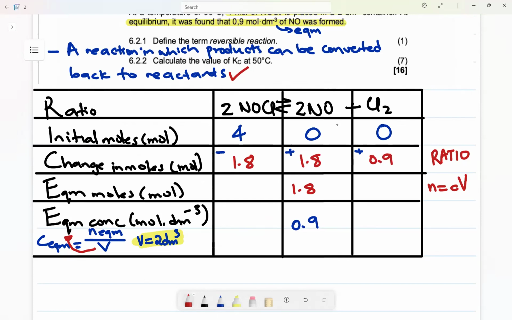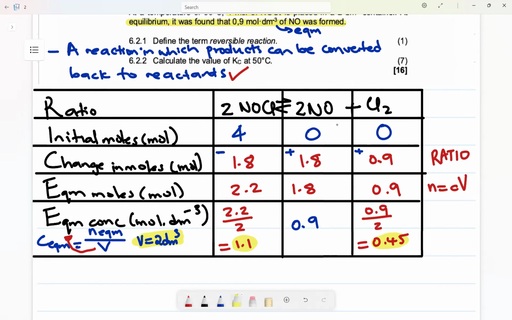Can you see now, with this information that we have just completed, we can say 4 minus 1.8, it is how much? 2.2. 0 plus this, 0.9. Can you see now we are cruising nicely? Then how do you find concentration at equilibrium? Number of moles at equilibrium, which is 2.2, divided by volume, which is 2, which gives us 1.1. Then 0.9 divided by 2 gives us something like 0.45. Therefore, the interesting part is this.